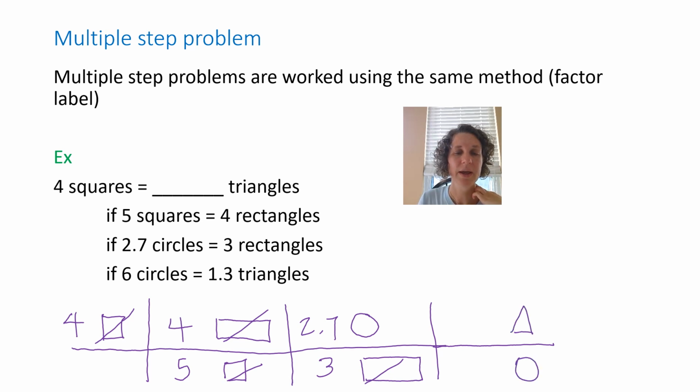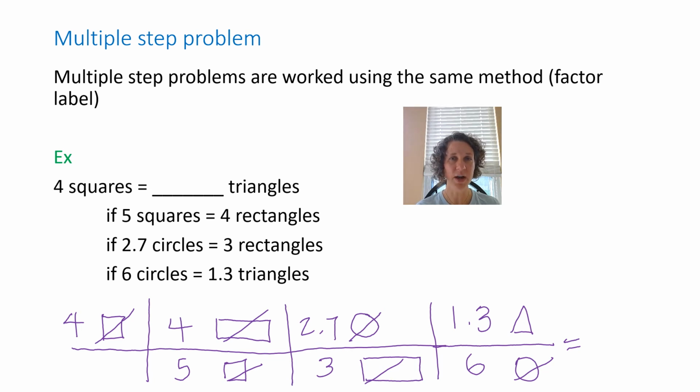So, yay, I've got my triangles. Here's a circle, and I would then fill in my information, 1.3 triangles and 6 circles. All right, so now circles will cancel, and I am left with my triangles. Now, to do the math, you will do just like I said before and multiply straight across the top. 4 times 4, keep going, times 2.7 times 1.3 equals, you should get, if you punch this in, 56.16. Then, here's the next tricky part, dividing by the bottom.